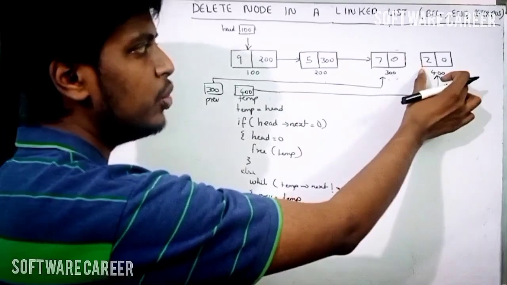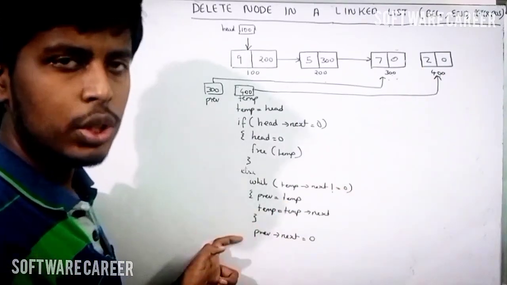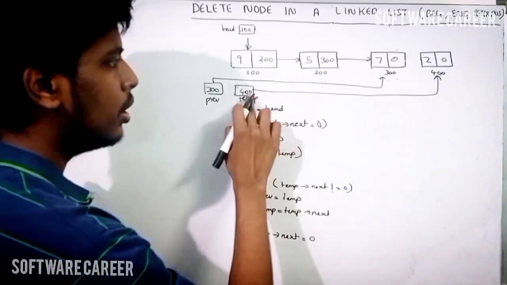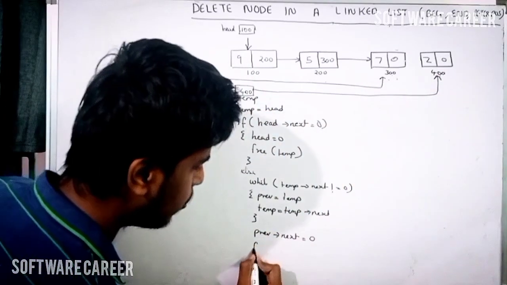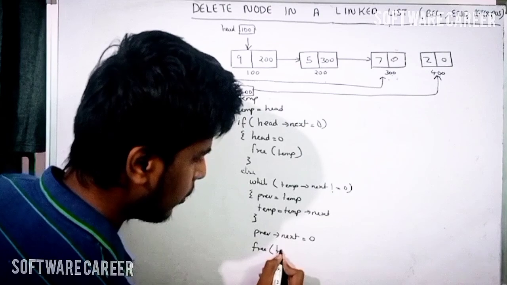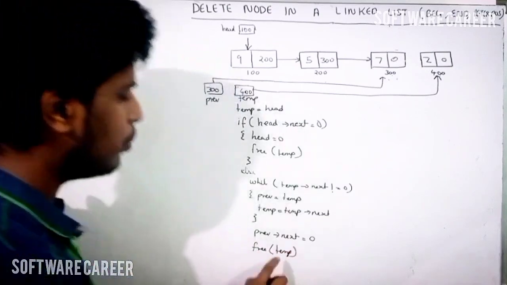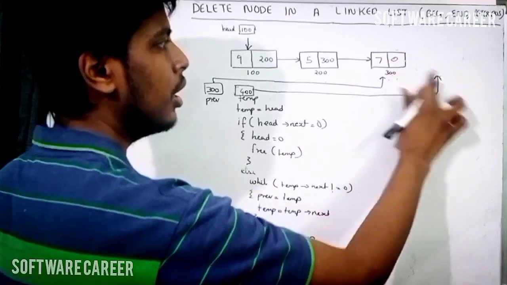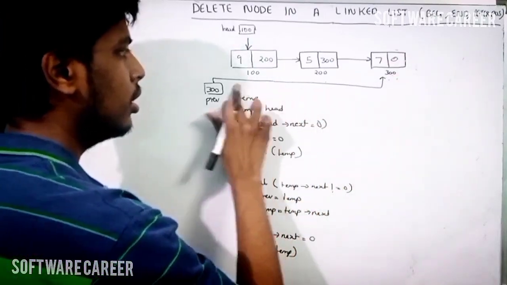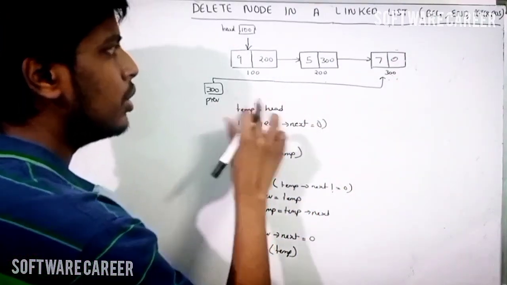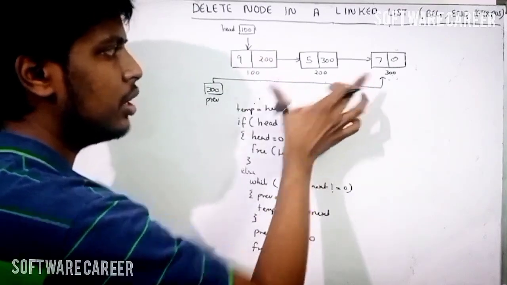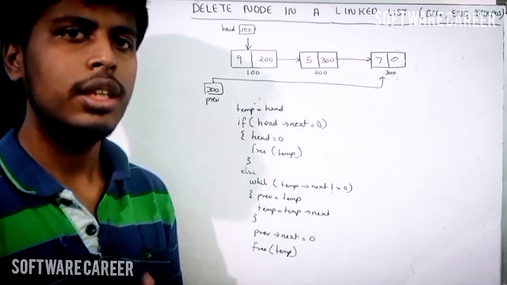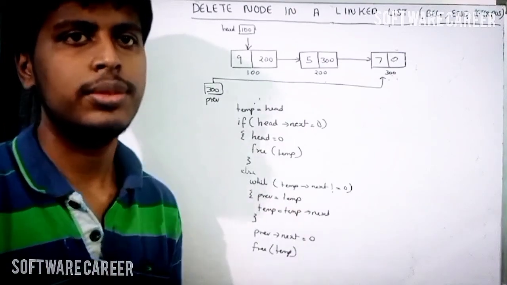Now I should remove this node from memory or else it will cause memory wastage. How to remove? This address is stored in temp pointer. So I am writing free temp. Now temp is 400. So this 400 node is deleted and this temp pointer is also deleted. Now see, now you have a linked list with only 3 nodes. You have deleted the 4th node. This is how you should delete the node at the end of a linked list.